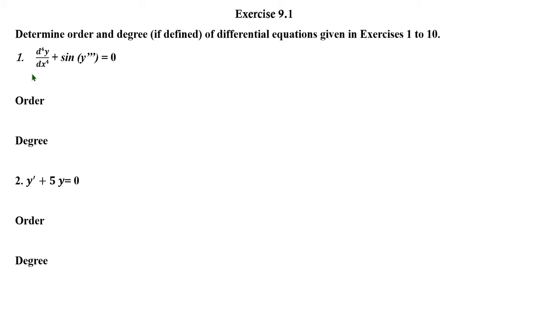So the first one is d raised to 4 y by dx raised to 4 plus sine of y triple dash is equal to 0. Order is nothing but the highest order of the derivative in the given differential equation. So the highest order of the derivative in this equation is 4. So the order of this equation is 4.